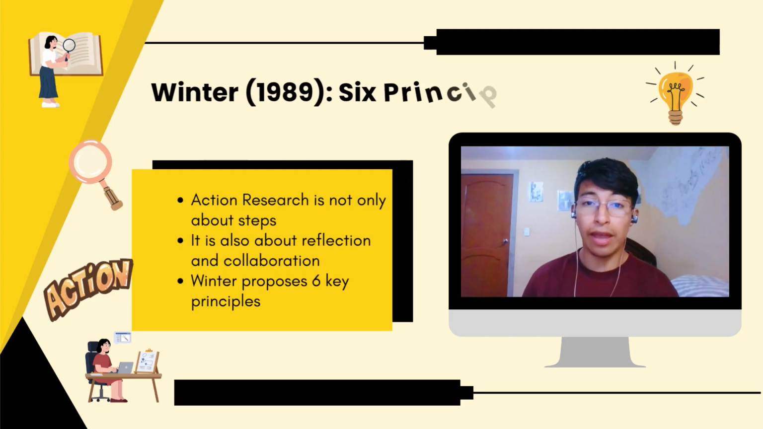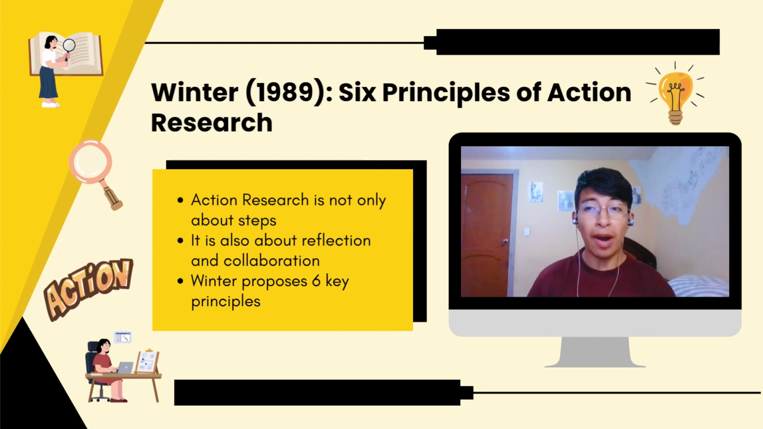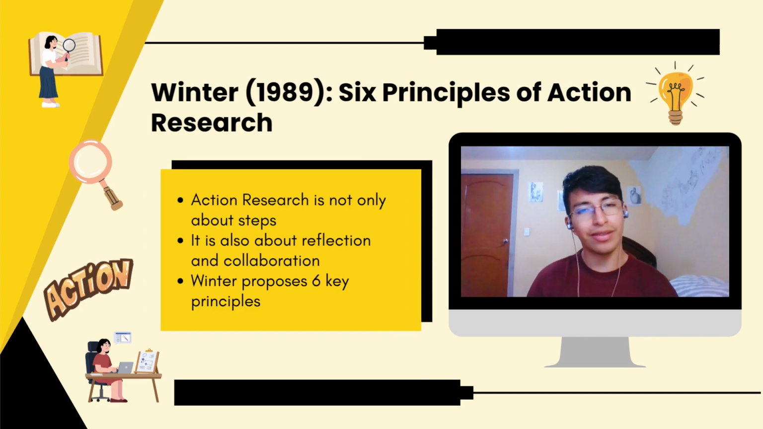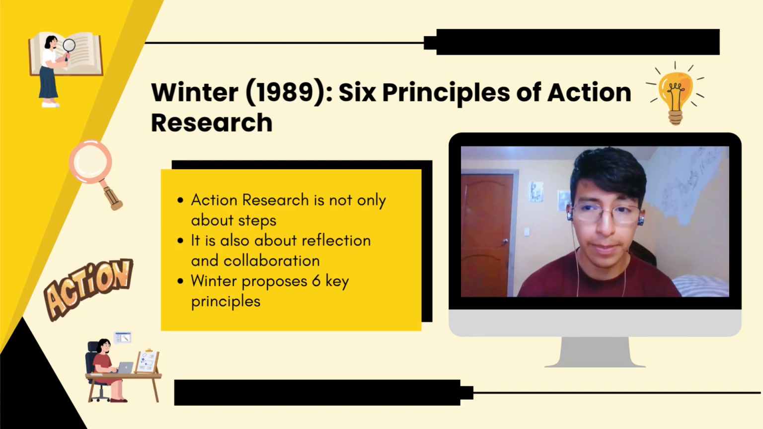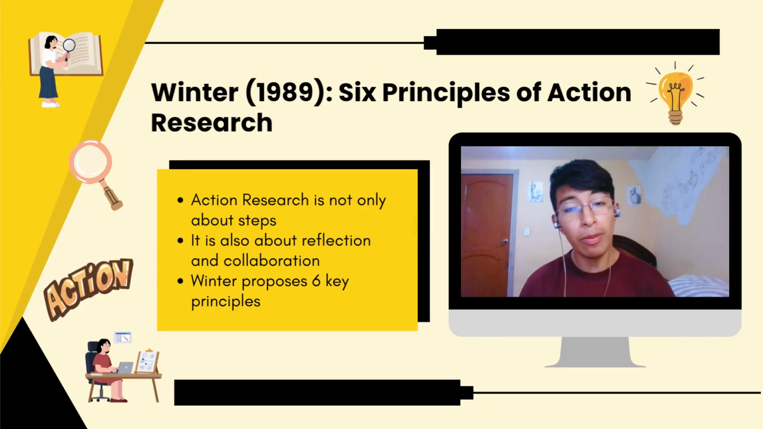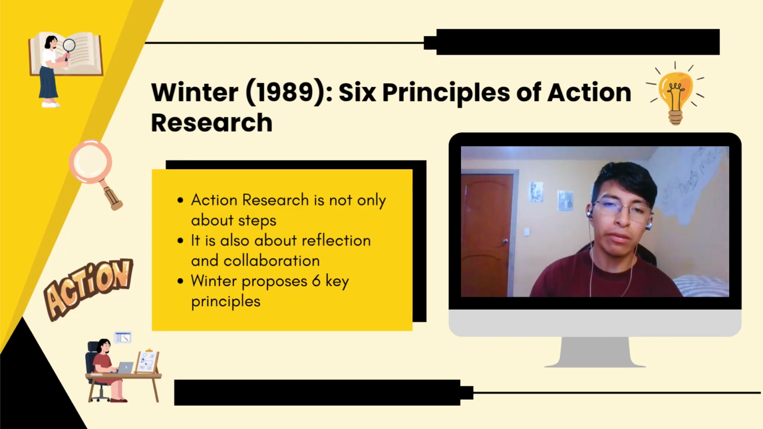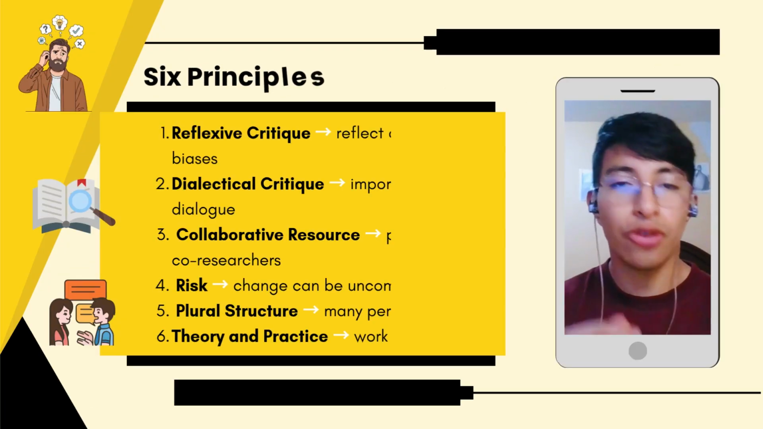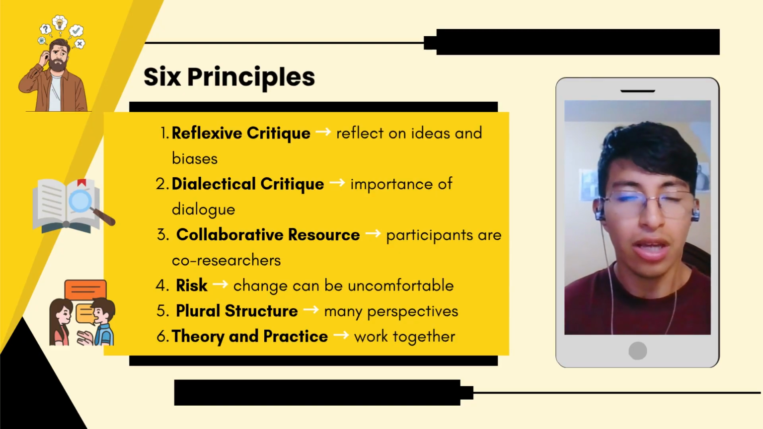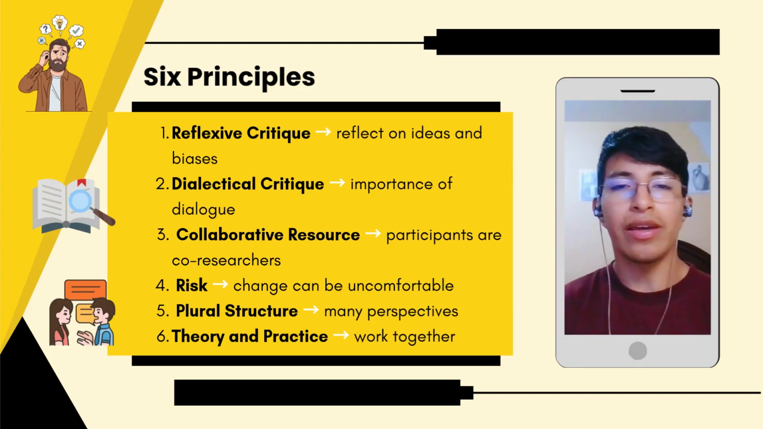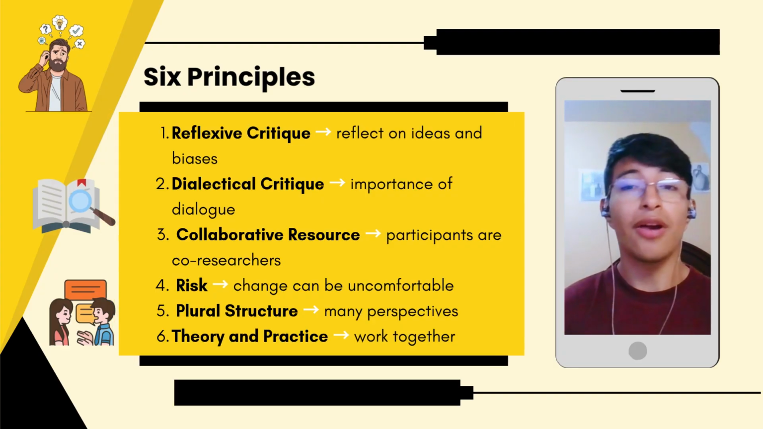Hello, I'm Dennis and I will explain Winter's 6 principles of action research and compare them with other models. First, Winter says that action research is not only about following steps, but also about understanding how people think, interact, and learn during the process. He proposes 6 important principles. The first one is reflexive critique. This means researchers must reflect on their own ideas and possible biases. Second, dialectical critique highlights the importance of dialogue to understand reality.